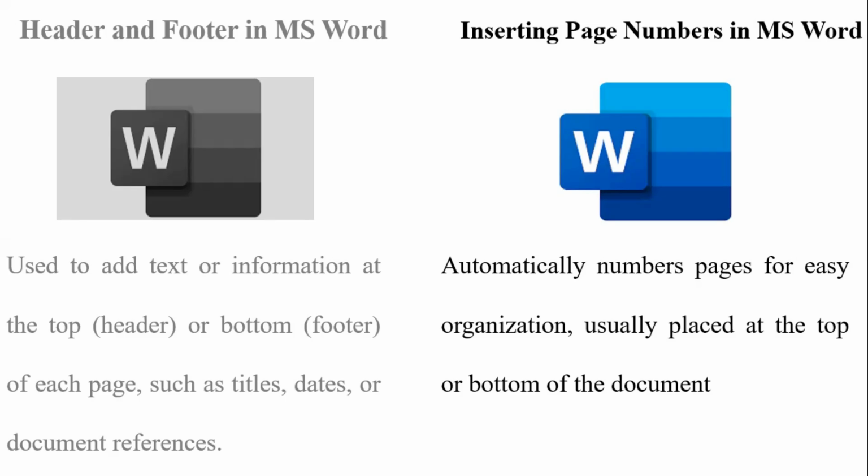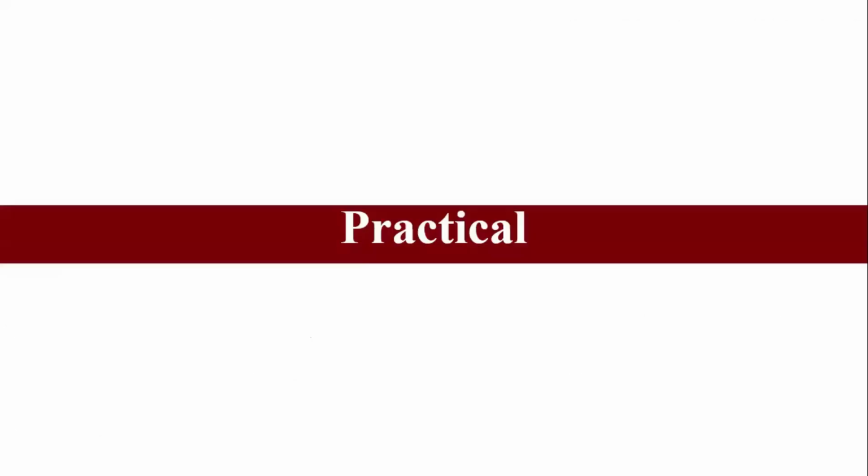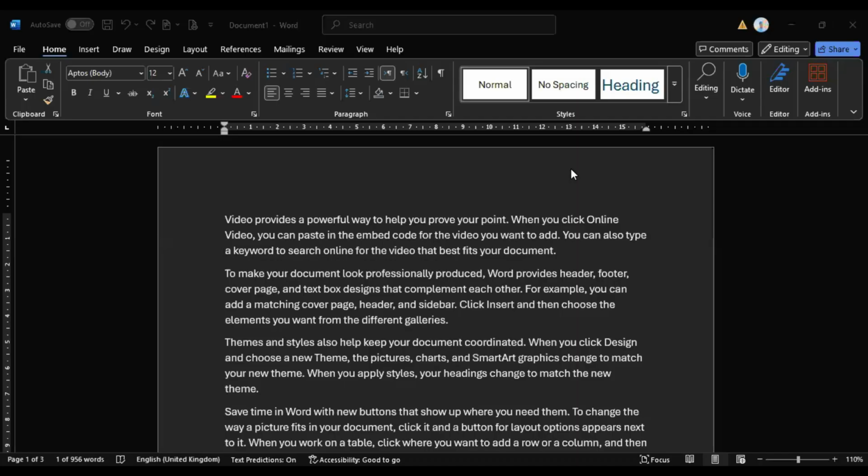So then we have practical. So now we're going to do it practically, and you'll see everything normally. So this is my Microsoft Word as I open it. Now we are going to practice header and footer and then page number, so you can see everything practically.